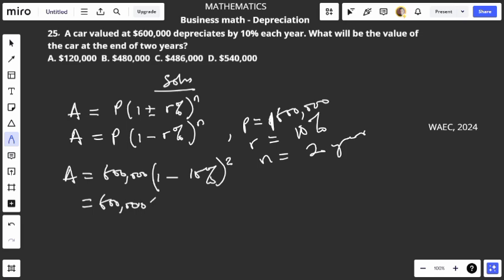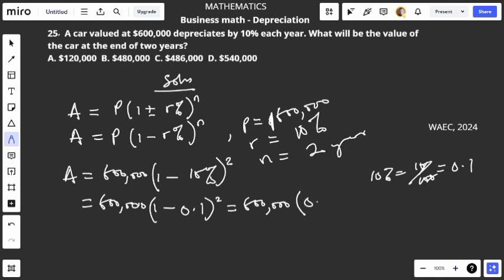600,000 into 1 minus 10%. 10% means 10 over 100. In decimal, it means 0.1. So 1 minus 0.1 raised to the power of 2, that will be 600,000 open brackets, 1 minus 0.1 will be 0.9 raised to the power of 2. So you have 600,000 times 0.9 raised to the power of 2, which is 0.81.